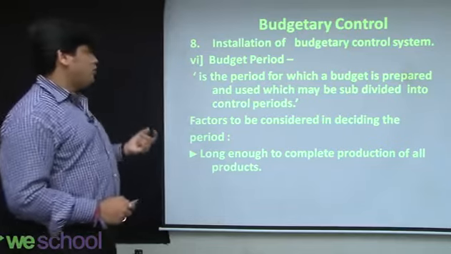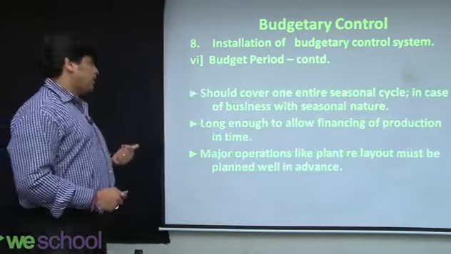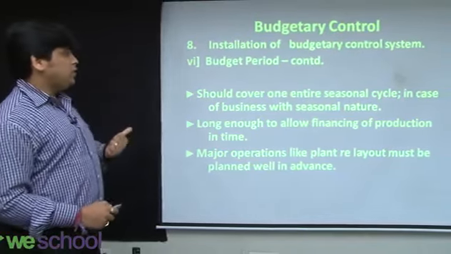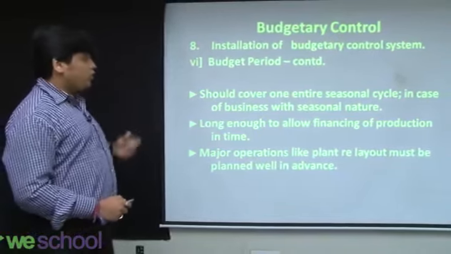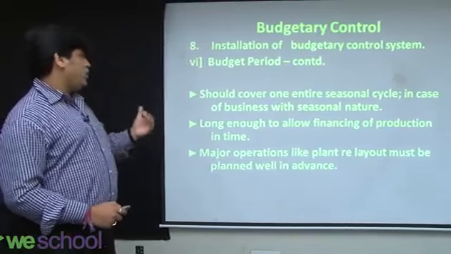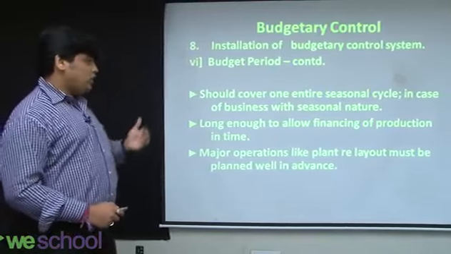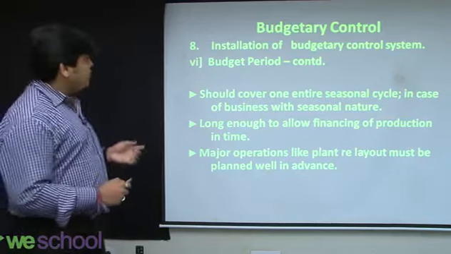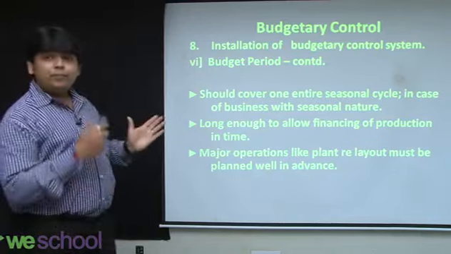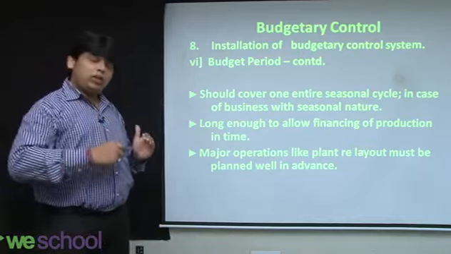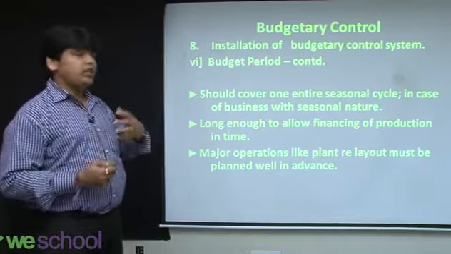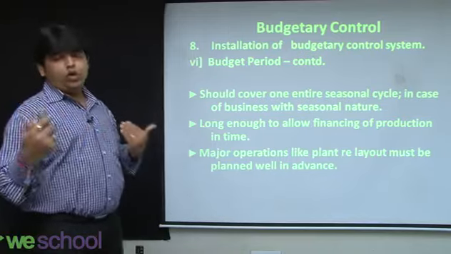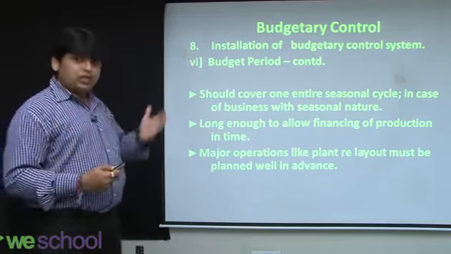It should be long enough to complete production of all products. It should be short enough to cover one entire seasonal cycle in case of a business with a seasonal nature. Long enough to allow financing of production in time. Major operations like plant re-layout must be planned well in advance. So there should be a budget period for each and every budget, short-term or long-term, whatever it is, but taking into consideration the importance of the particular operation, we have to fix a period for that.